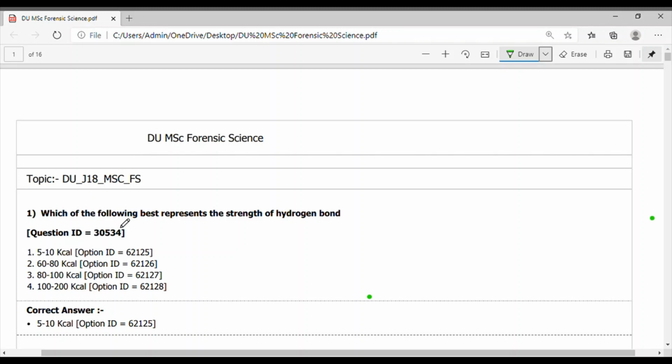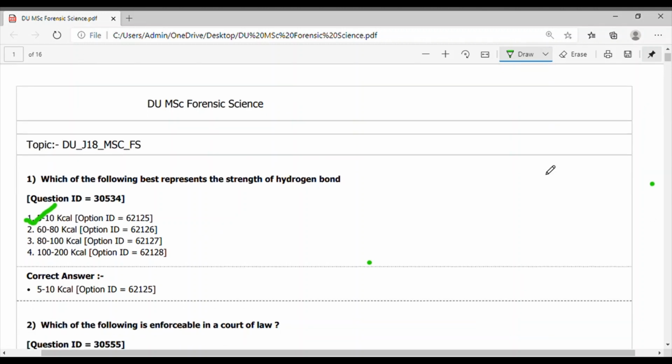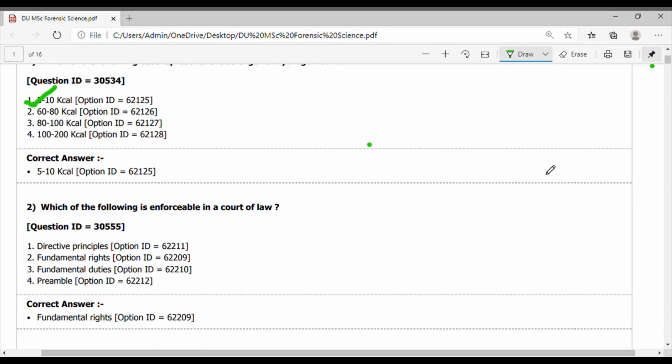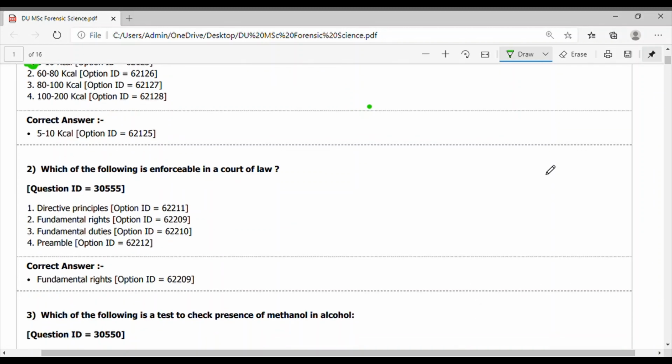So please tune in with me and let's discuss the answers of some of the questions in the DU MSc Forensic Science paper. Here the first question is, which of the following best describes the strength of the hydrogen bond? This is a direct question and you have to know that this energy comes around 5 to 10 kilocalories. Okay, the answer to the first question is 5 to 10 kilocalories. The correct option is the first.